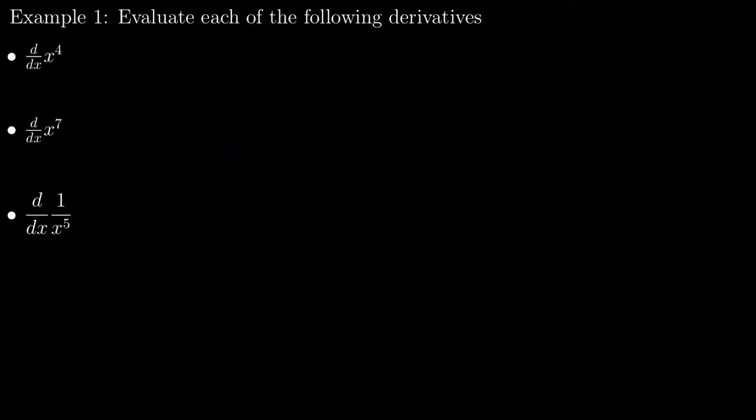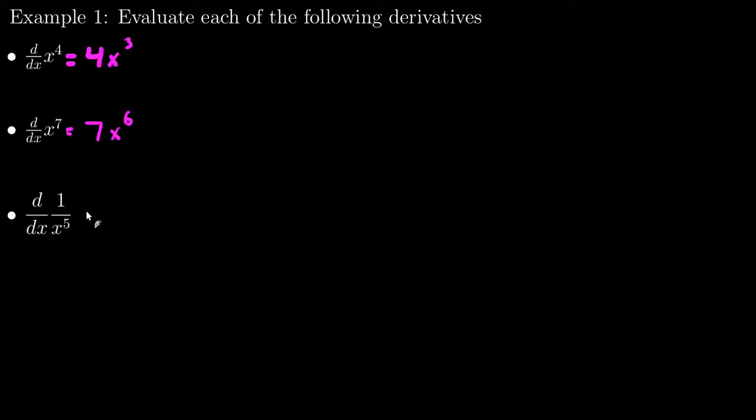So here's the idea. If I have the derivative with respect to x of x to the fourth, I take the 4 to the front, and I have x to the 4 minus 1, which is 3 now. Same thing for x to the 7th. I take the 7 to the front, and I decrease the power by 1, so I get 6.